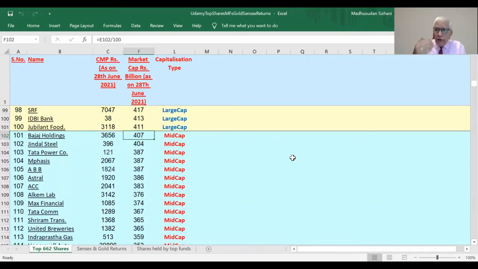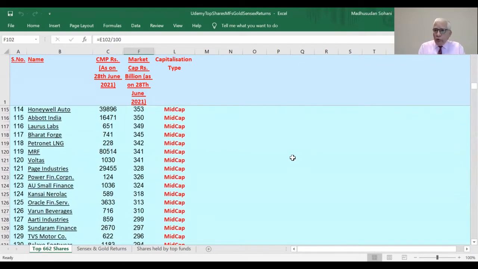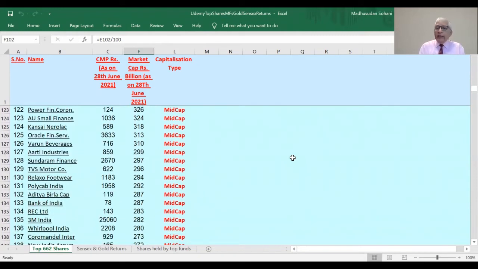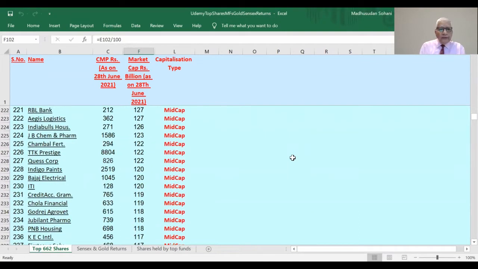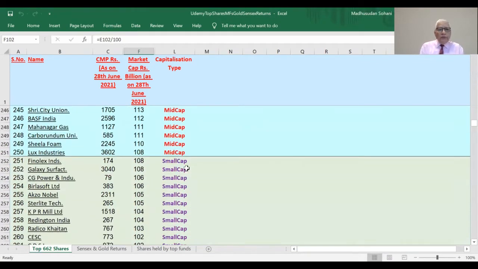And rest of all the shares listed on the market below 250 are all small cap shares. Okay. For example, here if we go, the top share in the small cap space is Finolex Industries. Finolex Industries at a share price of 174 rupees as on 20th June is the 251st share, that is 108 billion rupees is the market capitalization. And Finolex Industries onwards, all other shares are small cap shares.